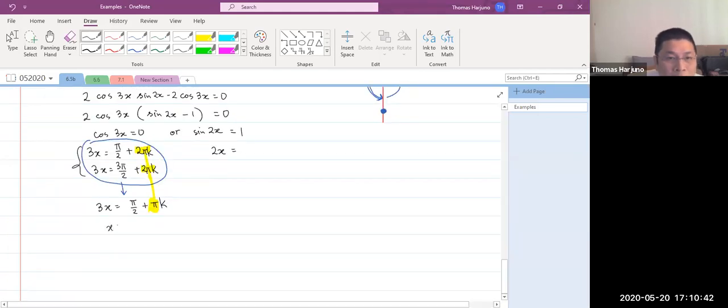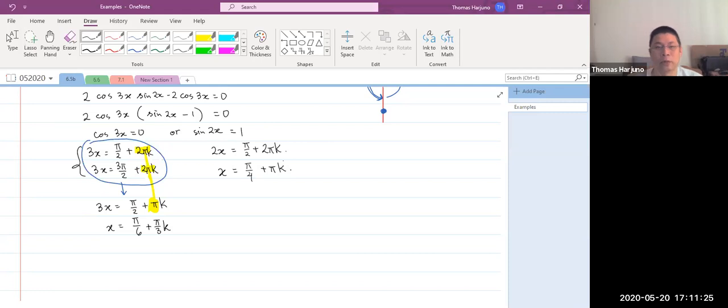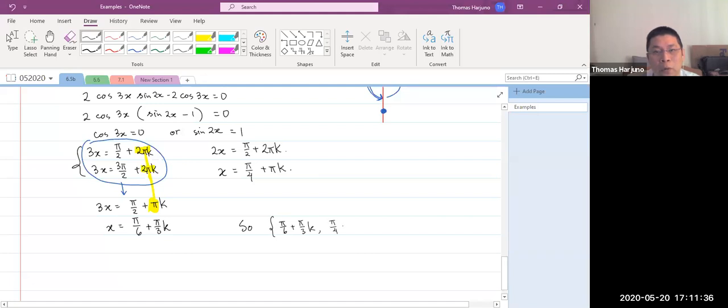Now I will divide by 3, and I get pi over 6 plus pi over 3 k. I think our textbook uses n instead. Now for this one, 2 sine 2x equals 1, then 2x will be pi over 2 plus 2 pi k. Dividing by 2, I get pi over 4 plus pi k. So the solutions are pi over 6 plus pi over 3 k, and pi over 4 plus pi k.